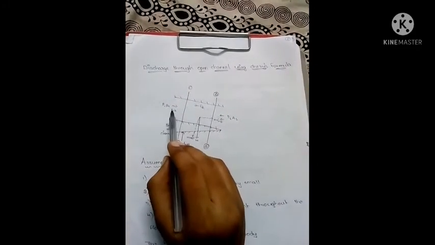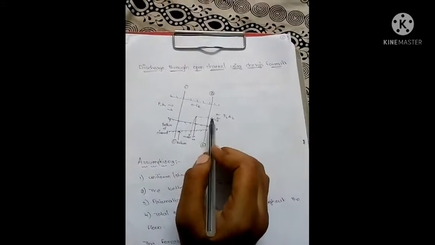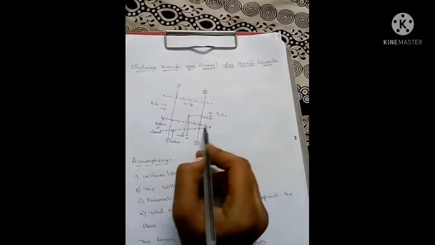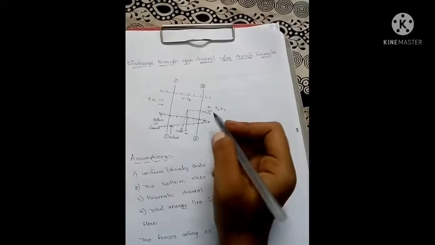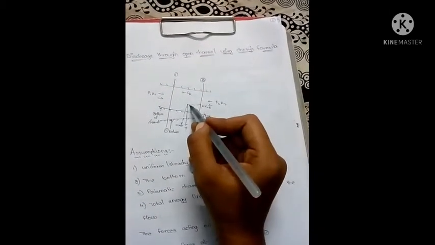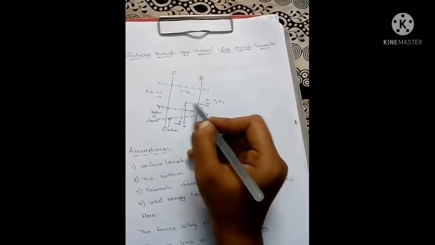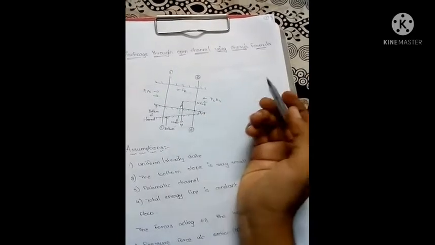Here pressure P1 and A1 is acting in this direction and P2 A2 is acting in this direction. Frictional force is acting in this direction. This is the bottom of the channel and this is the datum line. This is the inclination. Here W is acting in this direction, and if we resolve this W, in this direction we will get W sin theta, and in this direction we will get W cos theta.